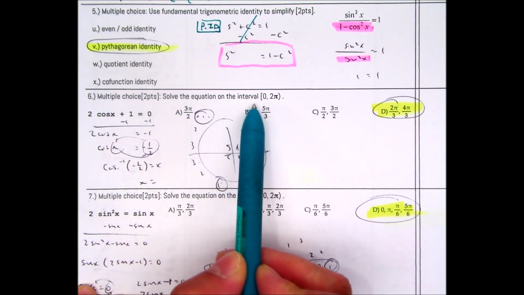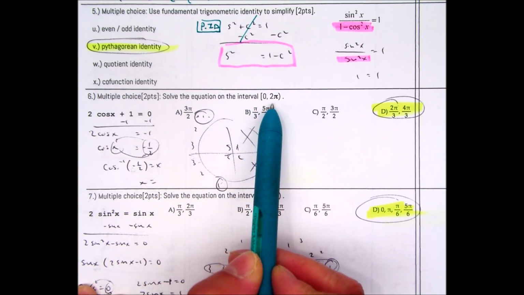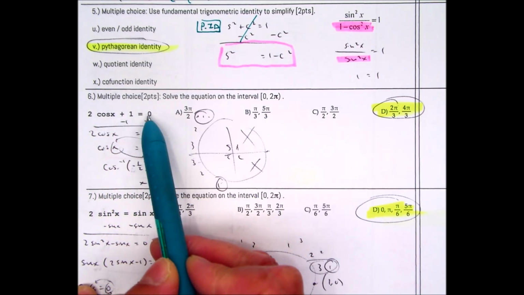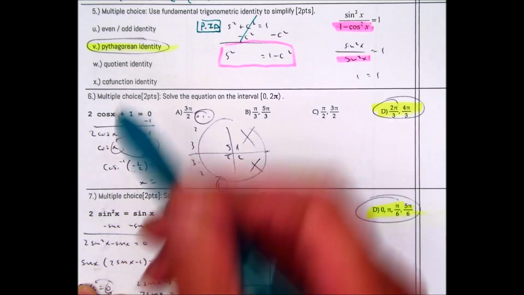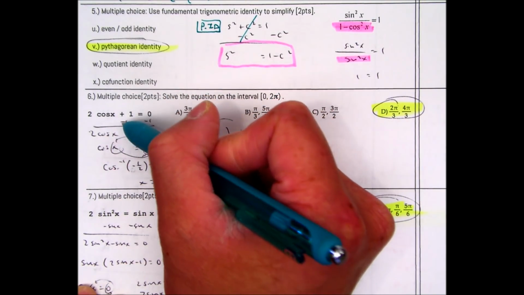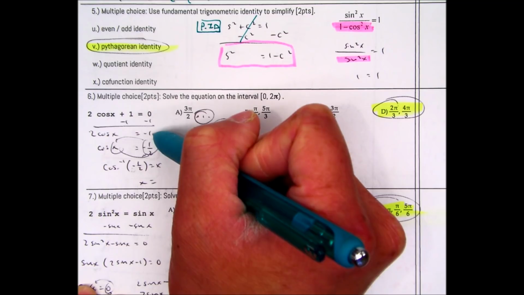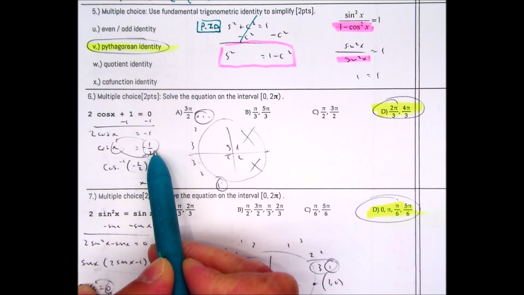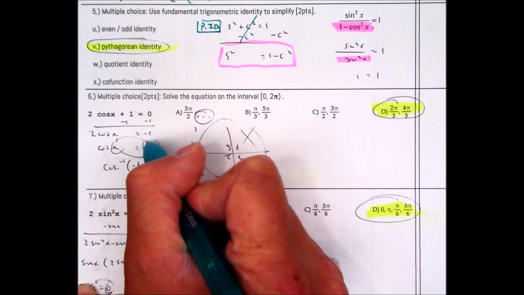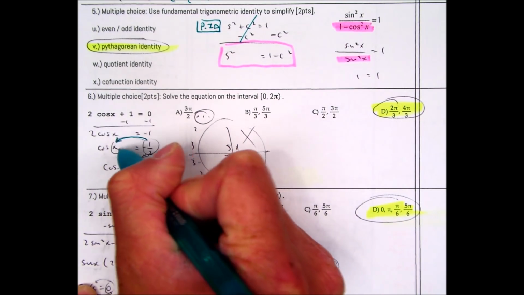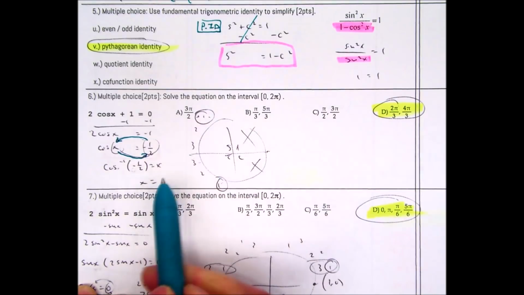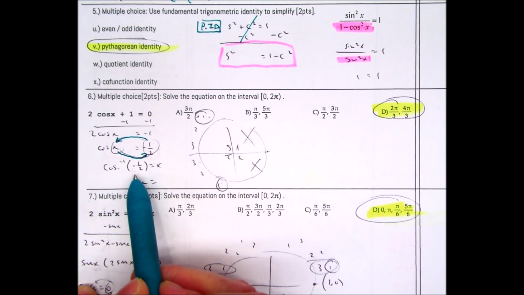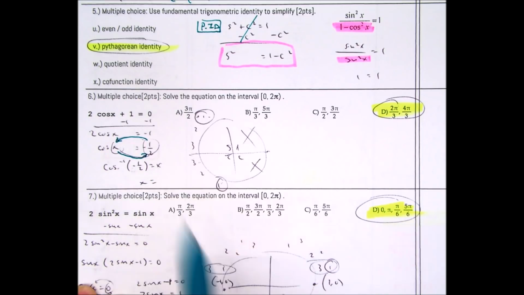Solve the equation over the interval of bracket 0 to 2 pi parentheses. So I have 2 cosine x plus 1, and I'm going to try to solve for x. Subtract 1 from both sides. Divide by 2 on both sides. I have cosine of x equals negative 1/2. I want to get x by itself, so I'm going to take the inverse. Taking the inverse means switching these. So I have my calculator ready. The inverse of cosine of negative 1/2 equals x.